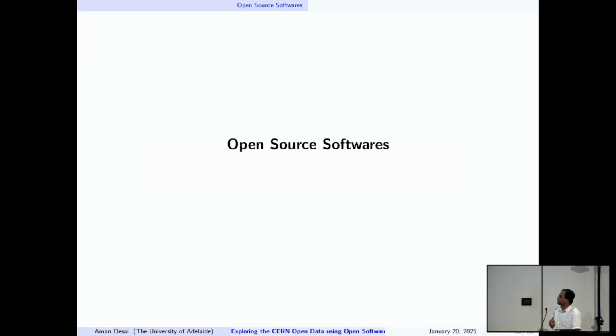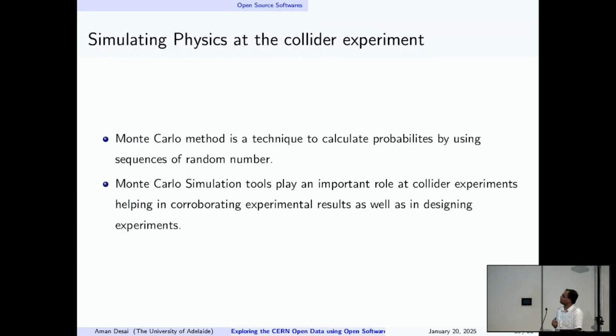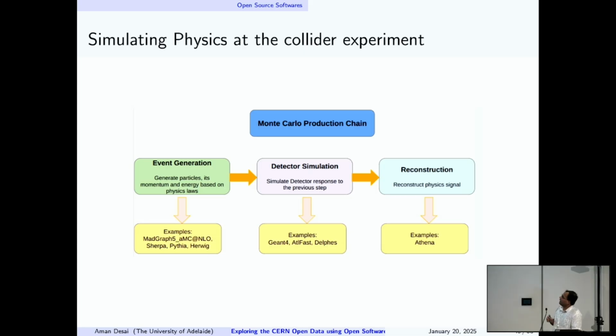Some of the open source software. Monte Carlo simulation is a technique to calculate probabilities. It plays an important role in corroborating experimental results as well as in designing future experiments. The chain is such that we generate some events, by which we mean we simulate some of the proton-proton collisions. Then we send these collisions for detector simulation, where we simulate the ATLAS detector, and then finally we reconstruct physics signals.